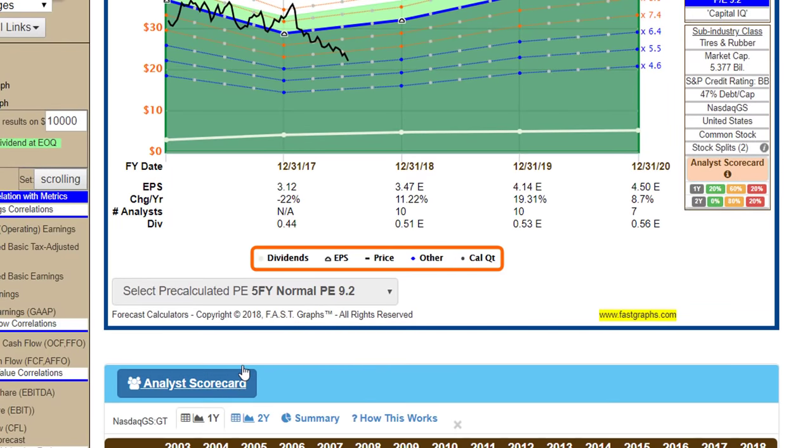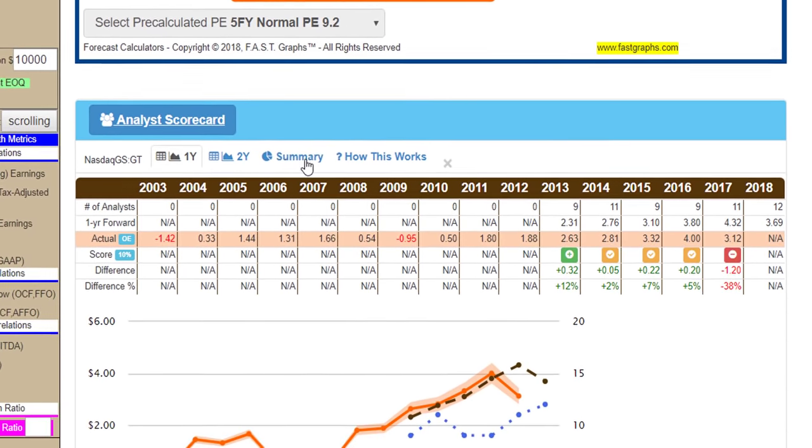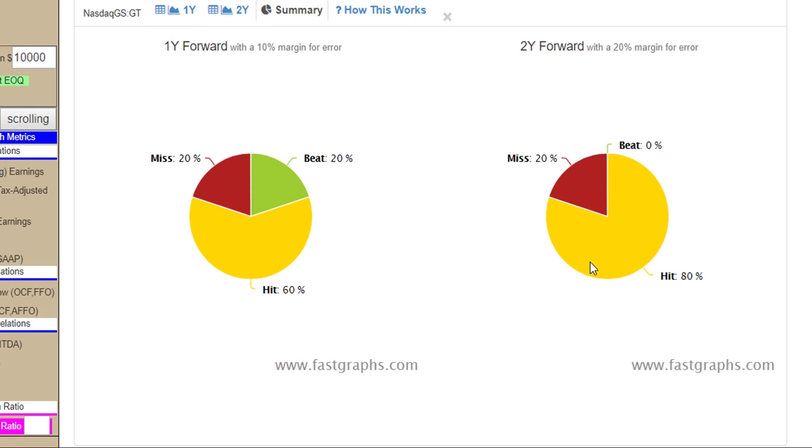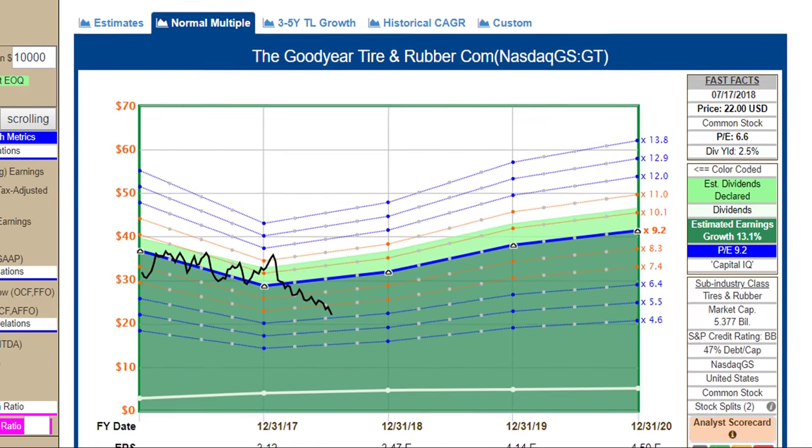Now, the scorecard for such a cyclical stock is actually not that bad. The company has hit estimates 60% of the time on the 1 year, 80% on the other. Remember now, I've got a 20% margin of error here and a 10% there, so it's a little easier to come within a 20% margin than it is a 10. But they also miss it 20% of the time, and that's the nature of a cyclical stock.